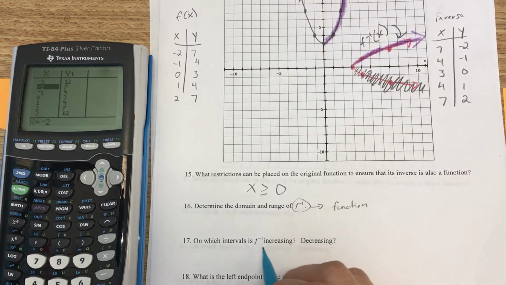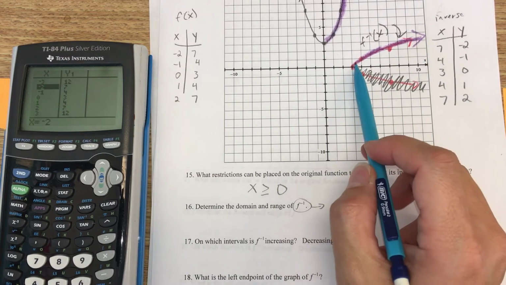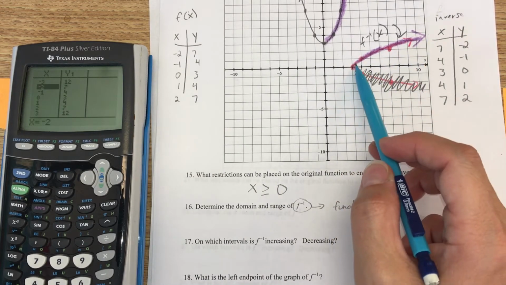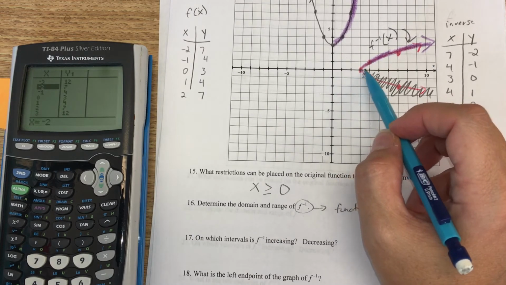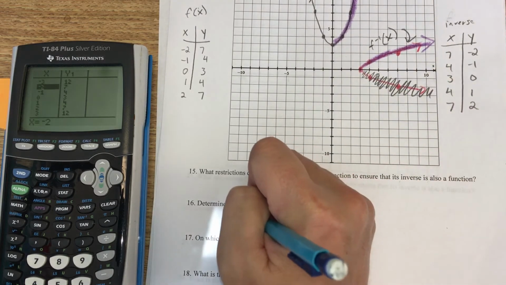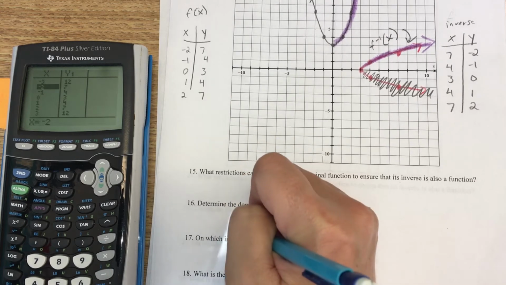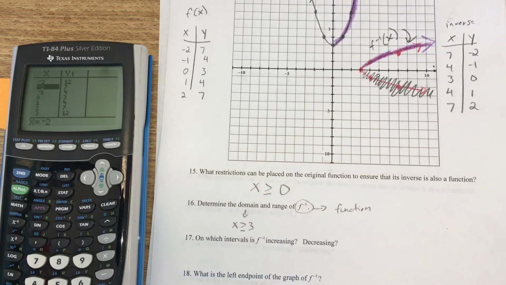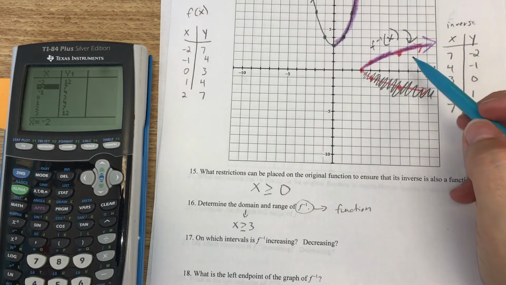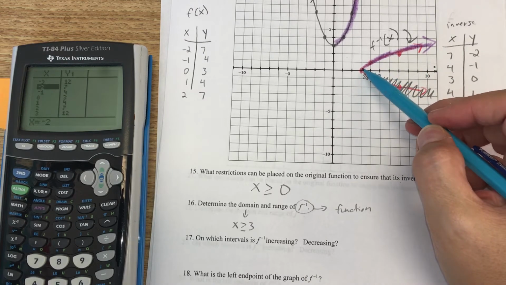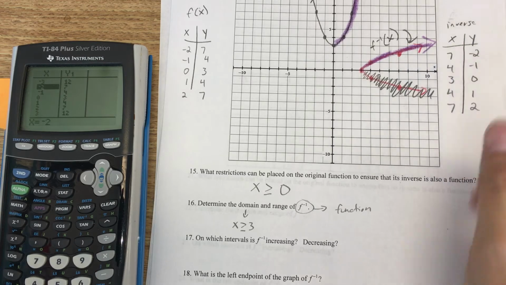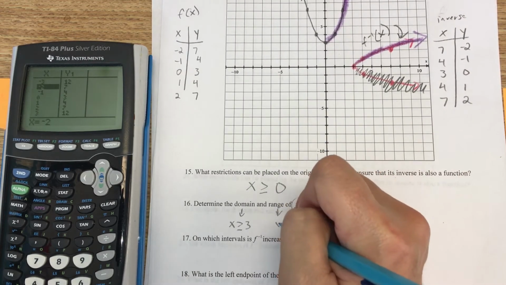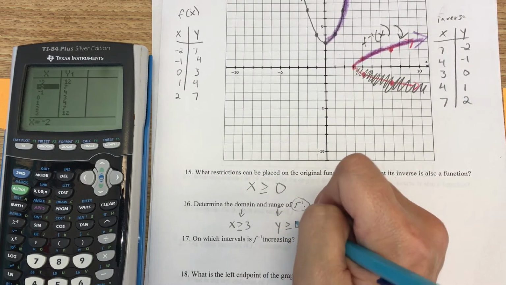So its domain, so let's think, what kind of x values does this graph have? This graph has x values starting at 3 and everything after 3. So the domain is going to be x is greater than or equal to 3. Now the range, when I look at y values for this graph, the y value it has is 0, and it's 0 and everything higher. So I'm going to say the range is going to be y is greater than or equal to 0.